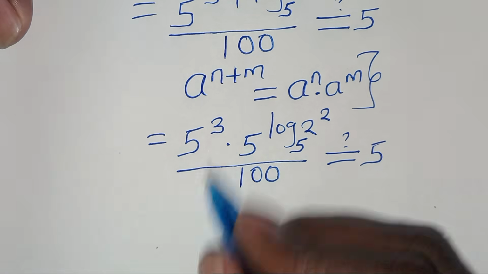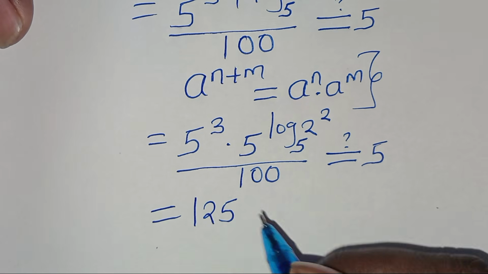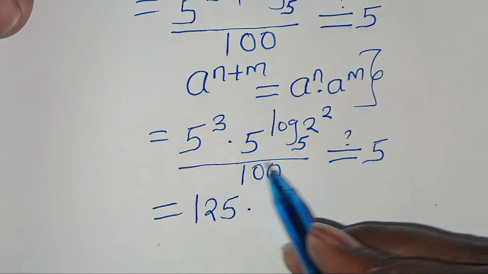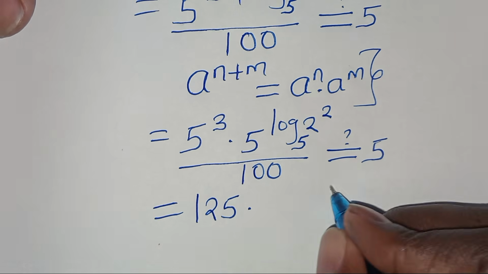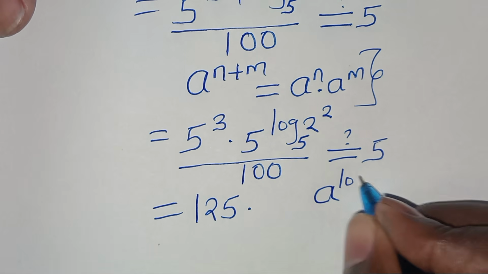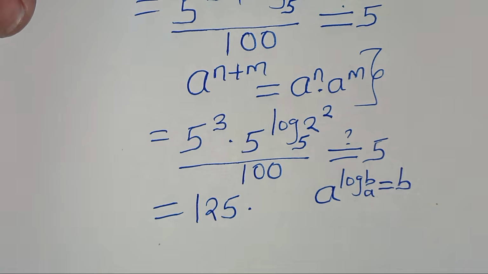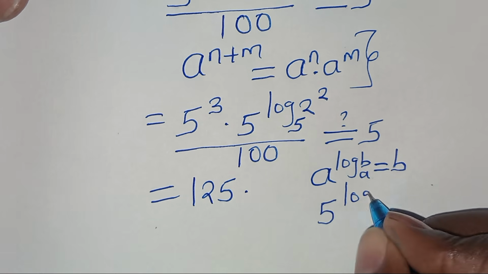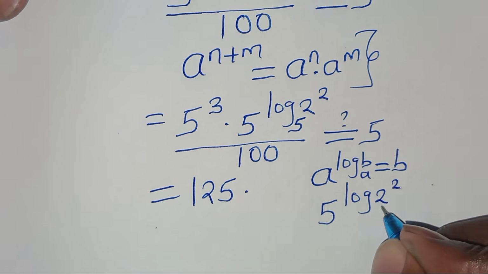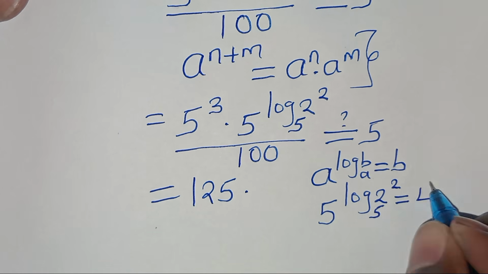So we have that 5 to the power of 3 is equal to 125, multiplied by 5 to the power of log 2 squared to base 5. This is actually in the form of a to the power of log b to base a, and this should give us a value of b. So 5 raised to the power of log 2 squared to base 5 should give us a value of 2 squared, which is 4.